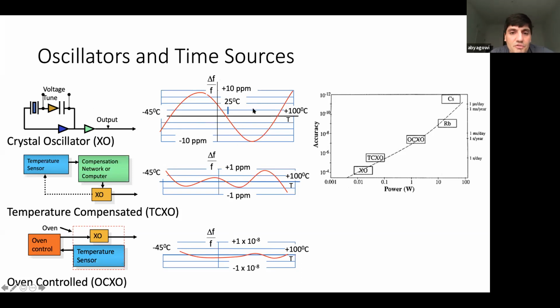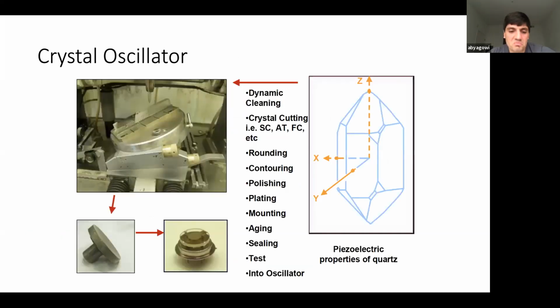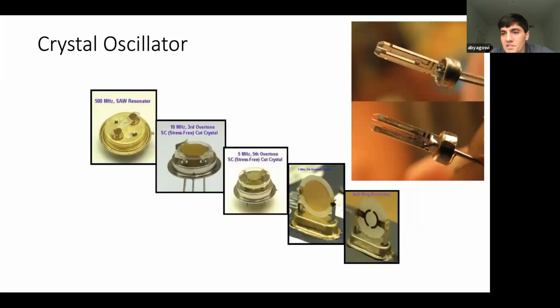As for a crystal oscillator, you expect something between 50 to 10 PPM. When it comes to TCXOs, you get around the range of, let's say, 1 PPM, and then with OCXOs you go below, into the PPB world. And then we go further: rubidium, cesium, and so on. So again, this is about crystal oscillators. I don't know if you guys are interested, but they are quartz basically.